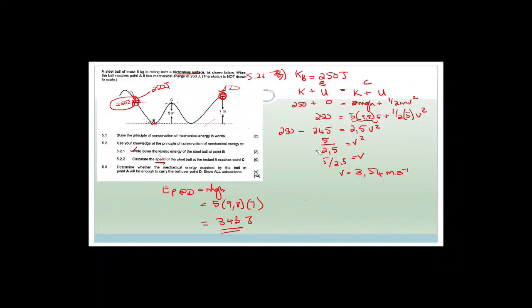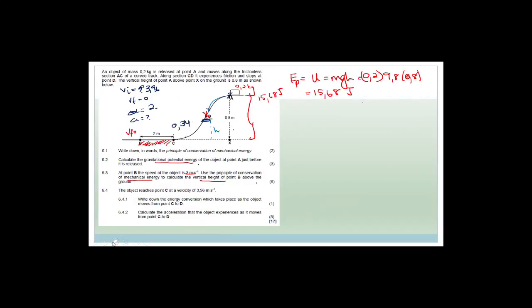Okay, let's go. So now, if we've done that, we can now do this last part of the question, which says, calculate the acceleration the object experiences as it moves from point C to point D. Okay, so we've worked out the initial velocity, the final velocity, delta x, and the acceleration. It says use the principle of conservation of mechanical energy to calculate the vertical height of point A above the ground. And remember that it tells us that our object reaches point C at a velocity of 3.96. And then they ask us to write down the energy conversion. Okay, energy conversion, like I said, was from kinetic energy to friction. Finally, it's just calculating the acceleration.